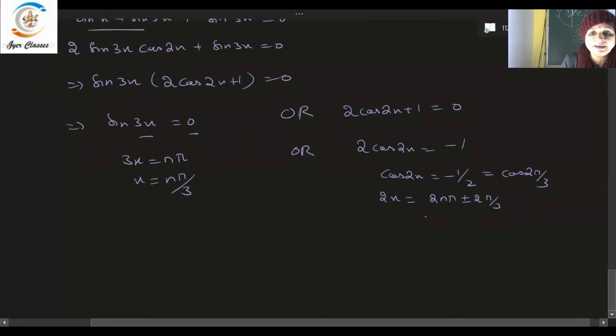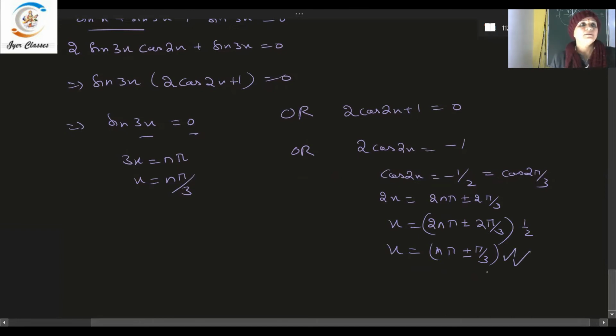But you don't want the value of 2x, right? You want the value of x. So x is equal to 2n pi plus or minus 2 pi by 3, the whole divided by 2. So you'll get the answer n pi plus or minus pi by 3. And this is the value of x.